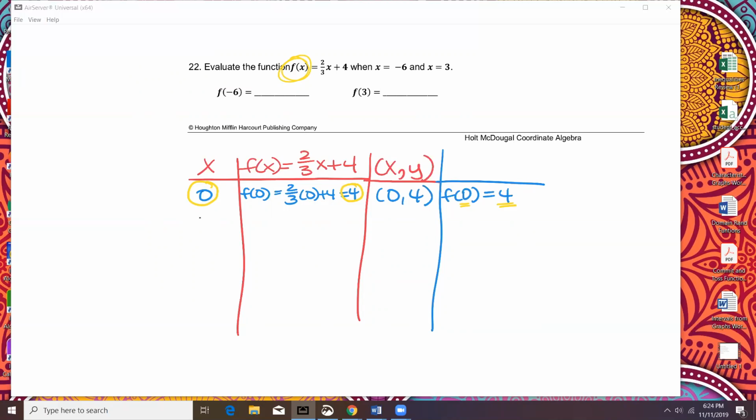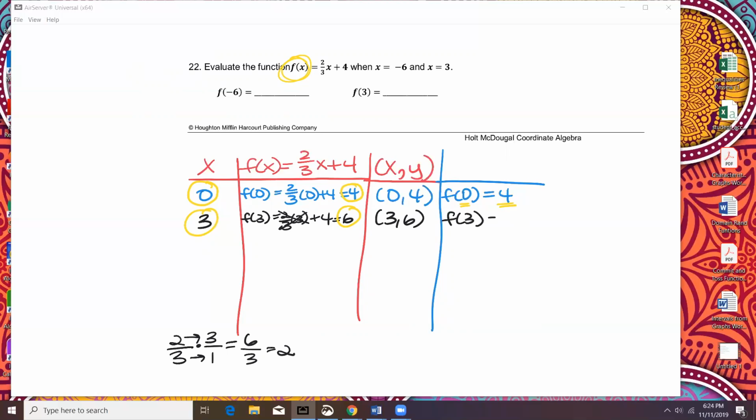So then I'll plug in 3 next. f of 3 is 2/3 of 3 plus 4. Remember, 2/3 of 3 means 2/3 times 3 over 1, which is 6 over 3, because you just multiply straight across, which simplifies to 2. And so this is 2 plus 4, which is 6. So when x is 3, y is 6. So 3 comma 6 is the point, which is the same thing as saying f of 3 equals 6. There's nothing for you to do with the f of 3. It's just another way of saying a function of 3.